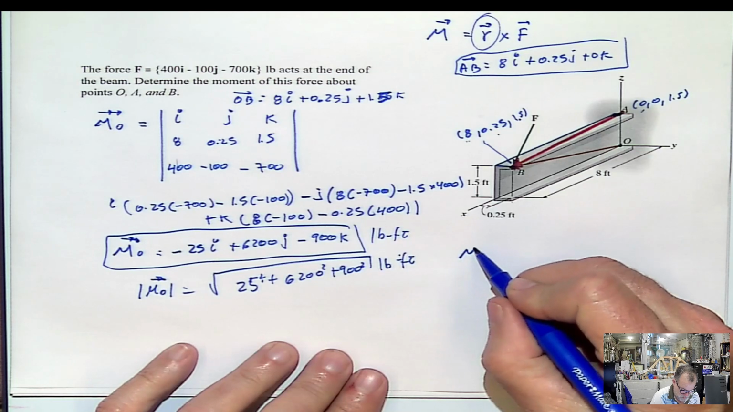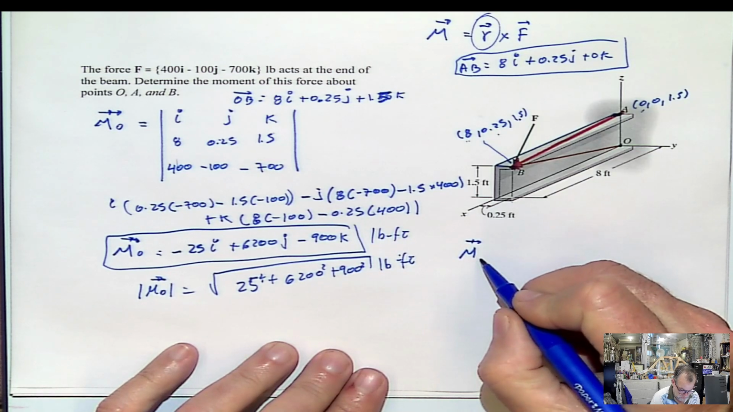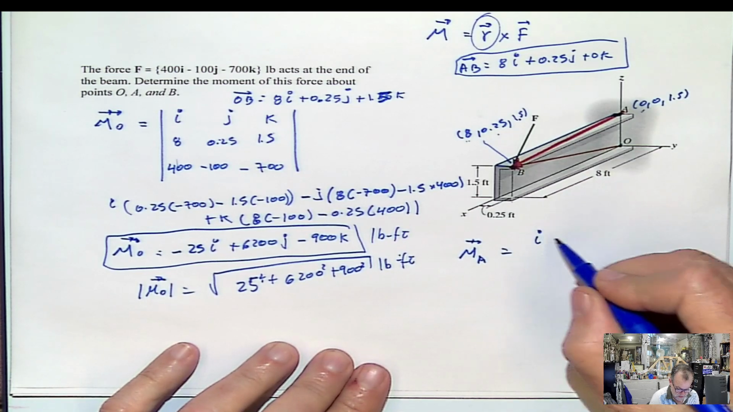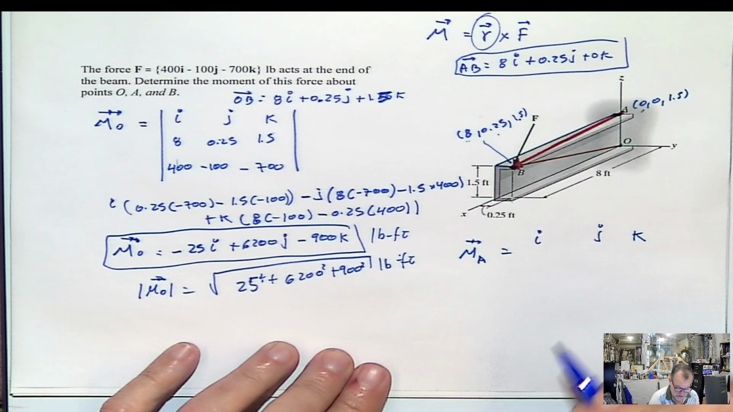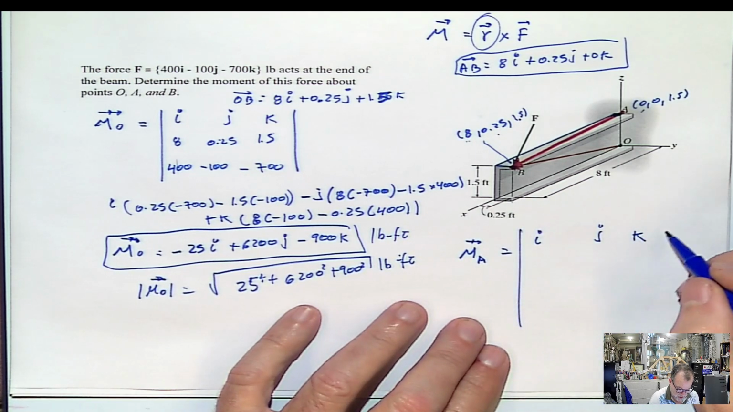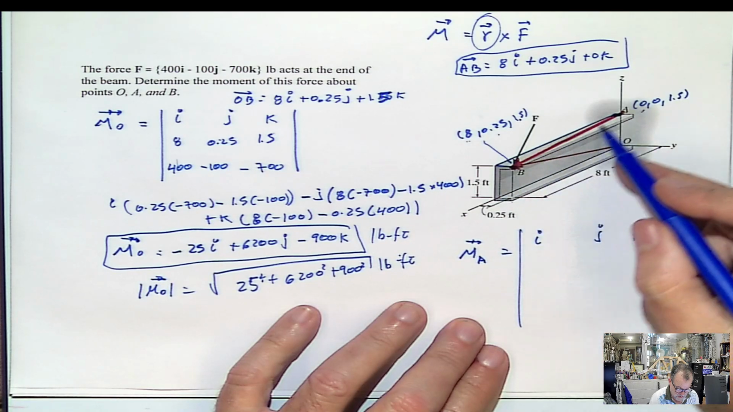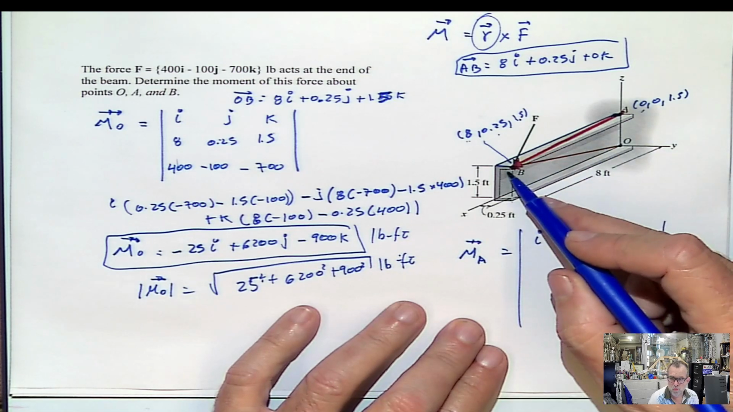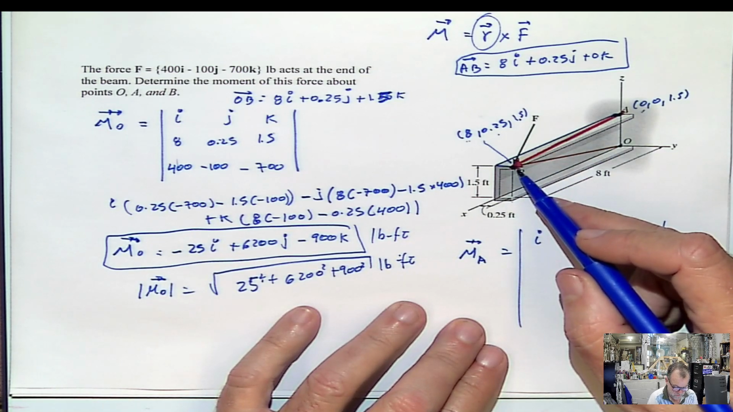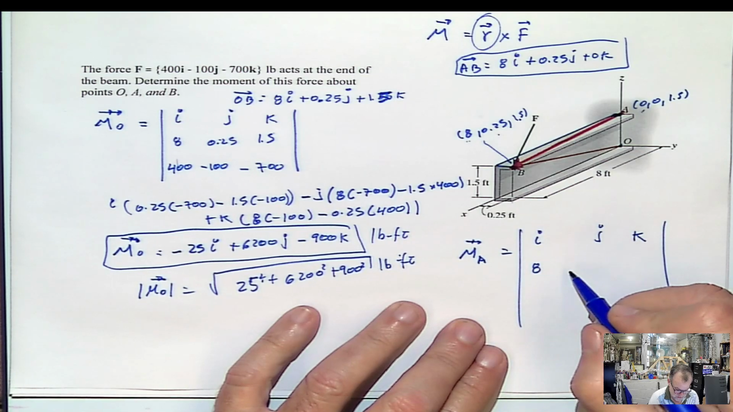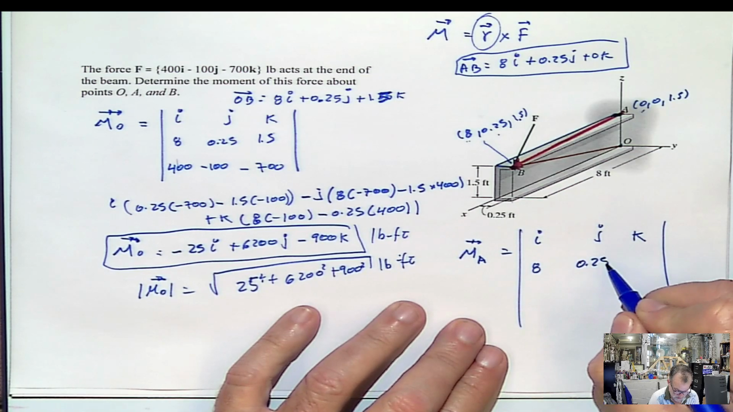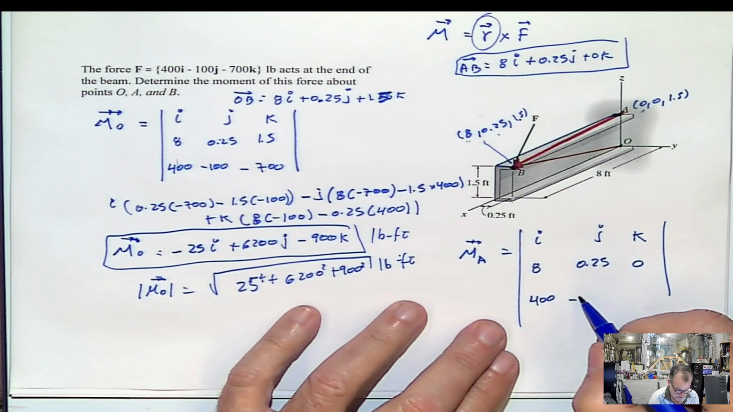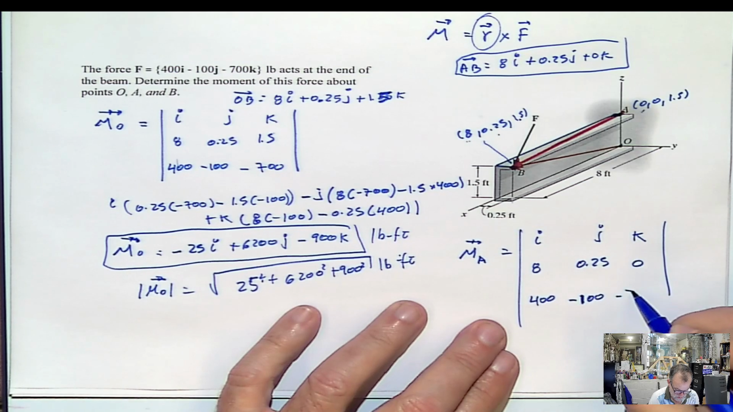Once you have the arm, you can calculate the moment of the force F with respect to the point A. And that will be again I, J, K. And then you put here the arm, in this case the arm AB, from the point that you want to calculate the moment to the point in the line of action of the force: 8, 0.25, 0, and the value of the force, 400, negative 100, negative 700.